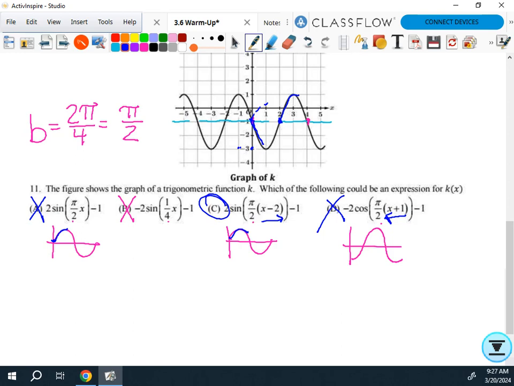Okay. So you see how to process through it step by step. Leave C to the last, because if you can eliminate everything else, it's easier for you to look at.